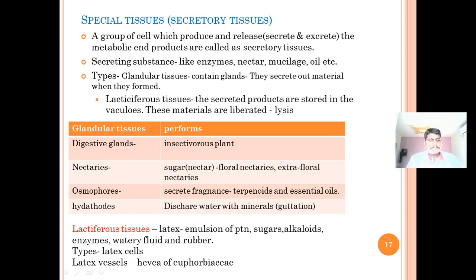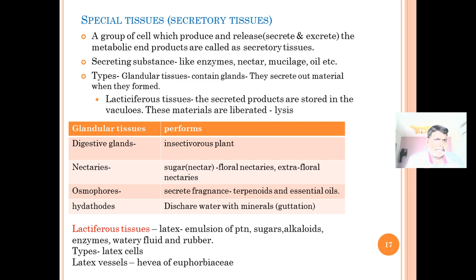Then special tissues. Special tissues are a group of cells which do special functions. What kind of special functions? Either they release, or secrete, or excrete metabolic end products. These come under secretory tissues or special tissues. Plants mostly produce enzymes, nectars, mucilage, oils, and other things.